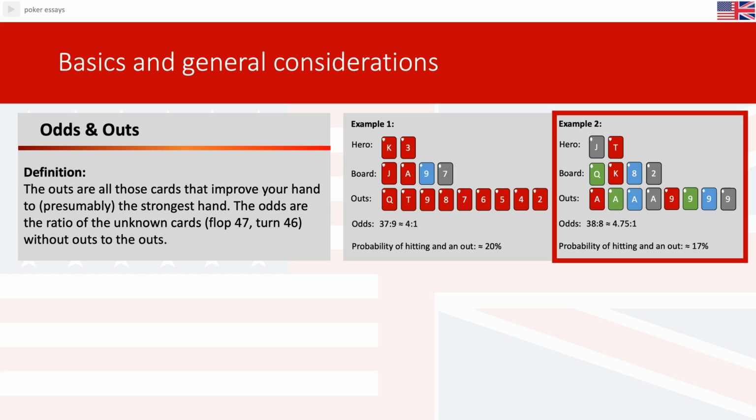6 cards have been revealed to you, 2 hold cards plus 4 cards on the board. Consequently, a total of 46 unknown cards is still in the deck. Similar to the first example, you can calculate your odds, in this case 38 to 8, or if you divide by 8, 4.75 to 1. 4.75 to 1 odds result in an approximately 17% probability of hitting the straight with the next card.